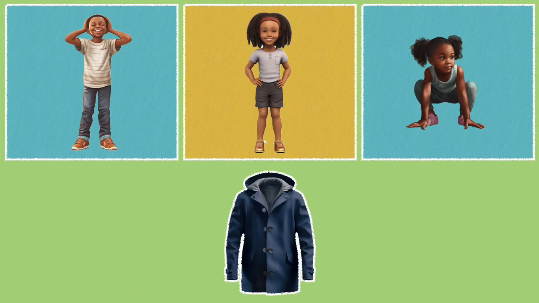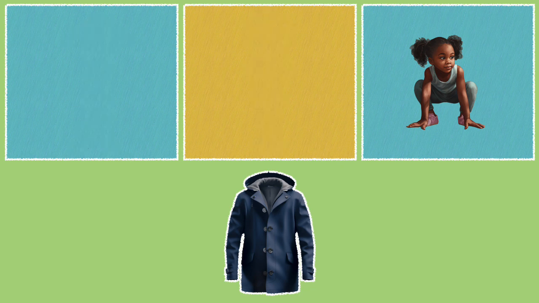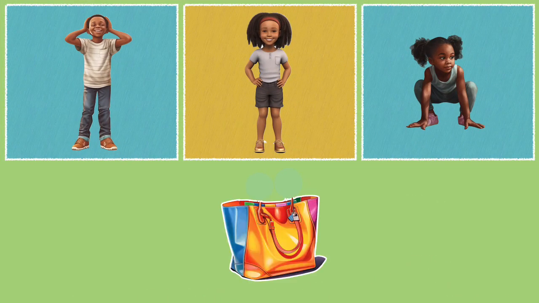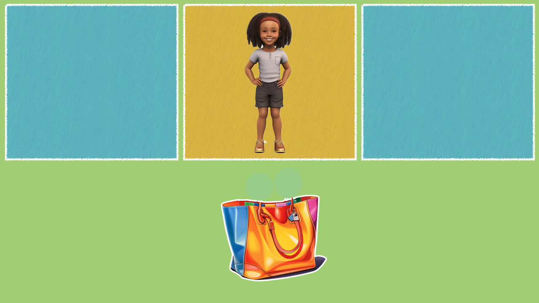Coat. K, oat. Show where the t sound is in coat. T is the ending sound in coat. Bag. B, a, g. Show where the a sound is in bag. A is the middle sound. Did you touch your waist?